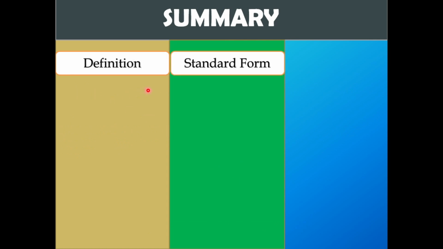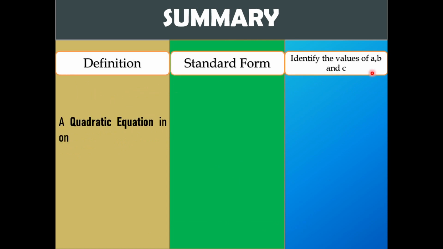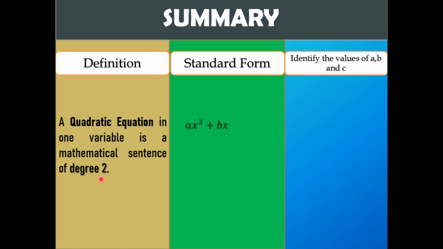Definition, standard form, and identifying the values of a, b, and c for a quadratic equation. As I said earlier, a quadratic equation is of degree 2, and the standard form for a quadratic equation is ax squared plus bx plus c equals 0, where a, b, and c are real numbers and a must not be equal to 0.